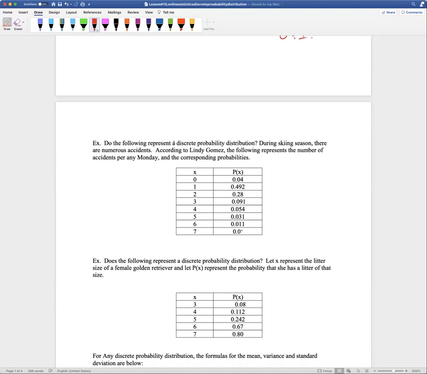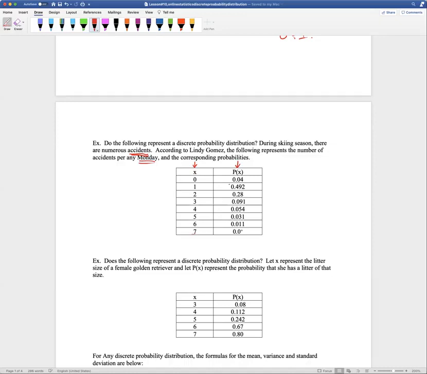Do the following represent a discrete probability distribution? During skiing season, there are numerous accidents. According to Lindy Gomez, the following represents the number of accidents per any Monday and the corresponding probabilities. Okay, so first of all, let's talk about what X represents and what P of X represents. X represents how many accidents there are on a Monday. So 0 accidents on a Monday, 1 accident, 2 accidents, 3, 4, 5, 6, and 7. That's what each one of those represents.